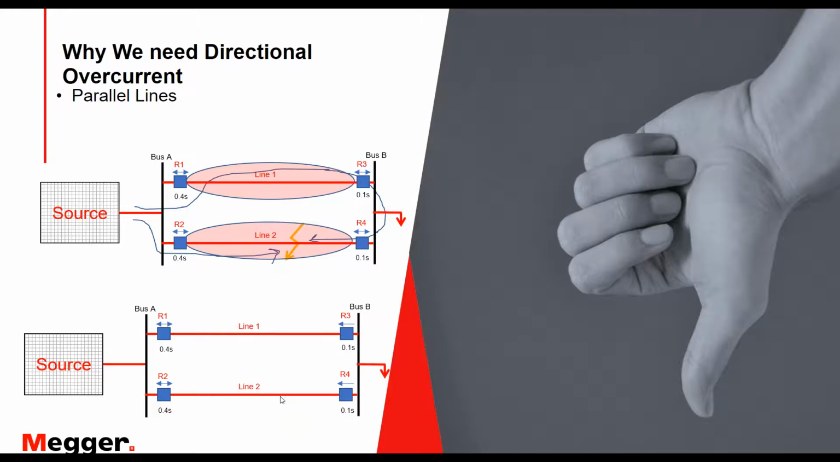In this case, when the same scenario happens again, relay 3 will see the current flowing in the opposite direction and will not operate. Only relay 4 and relay 2 will operate, and thus clear the fault in line 2, giving me a better selectivity than the first scenario. This is just one example where directional overcurrent can help you get more performance and a better selectivity.